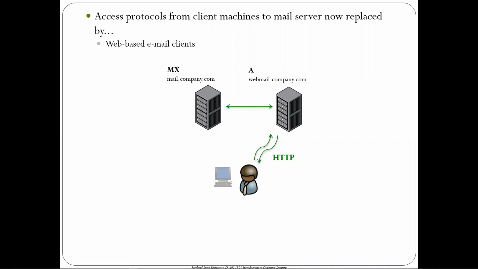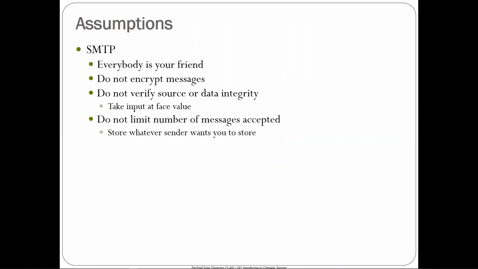Okay, so those are the protocols. There were some assumptions that got made when these protocols were developed. With SMTP, everybody is your friend. You don't need to encrypt messages. You don't need to verify the source or the data integrity of the message. You take everything at face value, believing everyone's going to tell the truth. And then you don't limit the number of messages that you accept. You're only going to send me messages if you know the recipient wants to read them. So send whatever you want me to store.